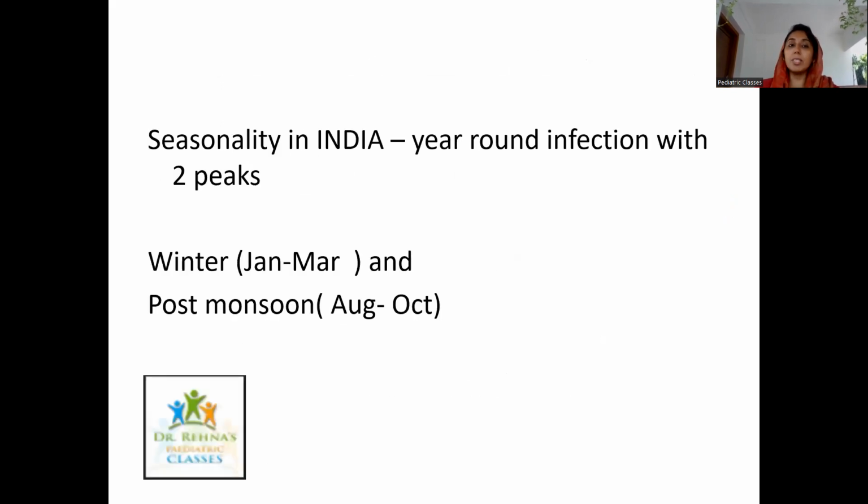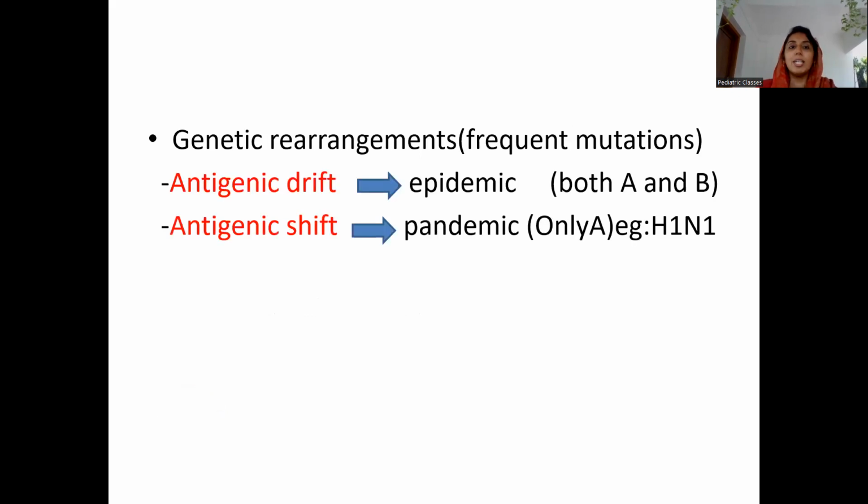Coming to seasonality in India, we have year-round infection of influenza with almost two peaks: in winter, from January to March, and also post-monsoon, from August to October. The season differs from the northern hemisphere to the southern hemisphere, or even from northern India to southern India. But generally in India, we have year-round infection.